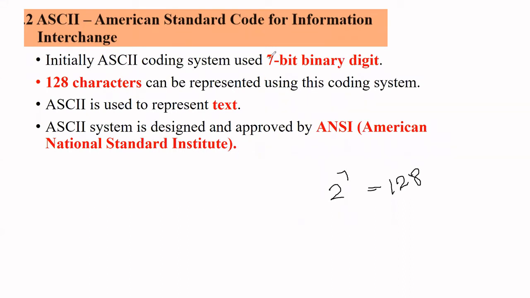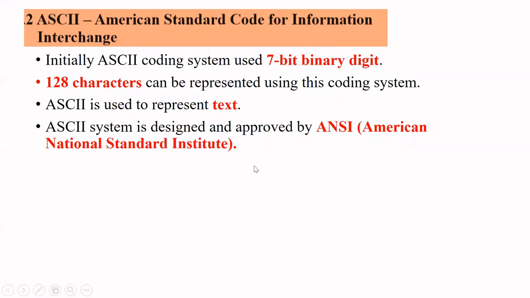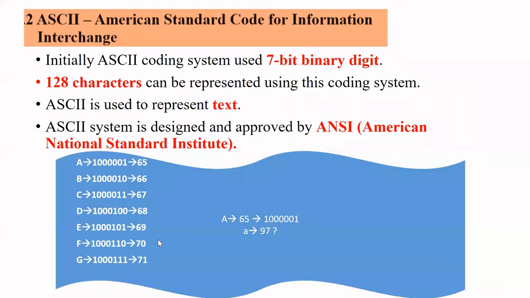That's all. Okay, now we have to find how to find the ASCII code for any given text. Look at here. Okay, now we can move to the next. Here, this is very important. You can see here, there are some ASCII codes.